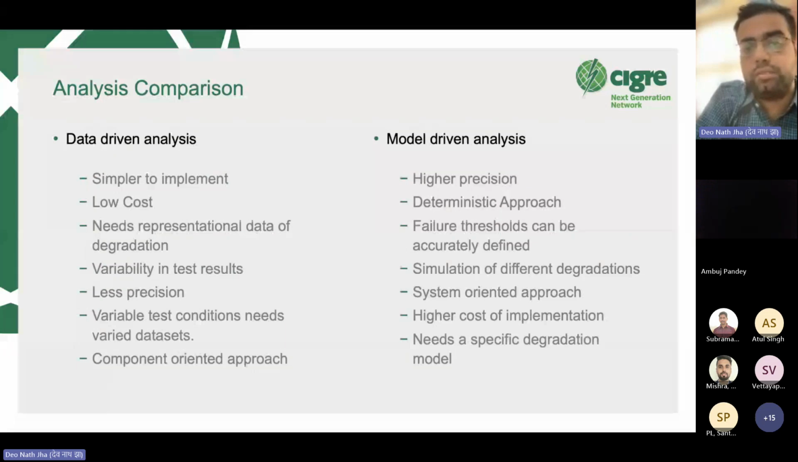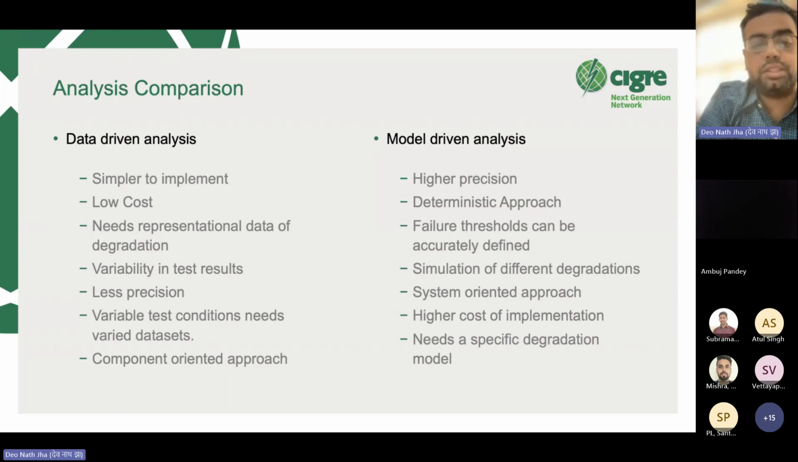Now, digital twin analysis can be done either driven by model or driven by data. If we compare both, data-driven analysis is simpler to implement because it depends on the data that is already available with the utility, while model-driven analysis, even though it will offer higher precision, will be slightly costlier and also slightly difficult to implement because we don't have a specific model for each type of transformer. The data-driven analysis has variability in test results and less precision, while model-driven analysis will offer a deterministic approach, and the thresholds can be accurately defined.